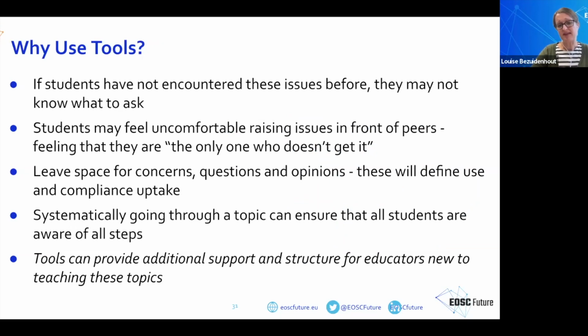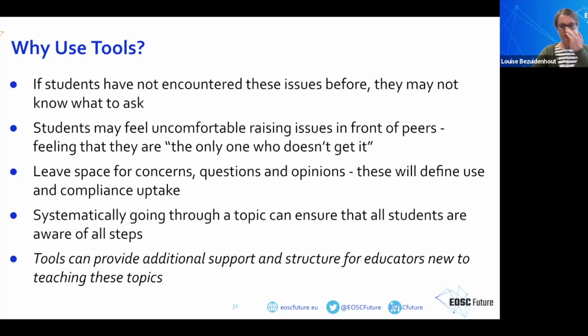It also can be that by just asking if anyone has questions and then moving on if no one raises their hand, you block out having space for concerns, questions, and opinions. And understanding and addressing these concerns, questions, and opinions is really key for defining use and compliance uptake.